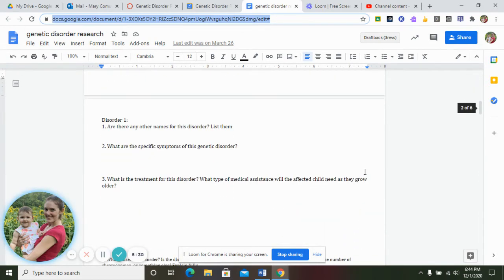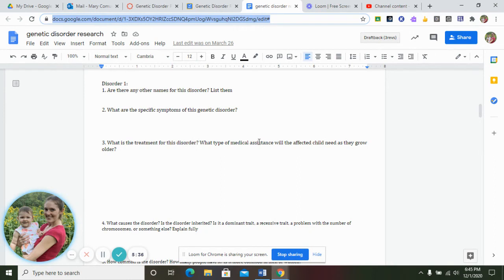And you'll just be answering these couple questions here. Are there any other names for the disorder? List them. What are the specific symptoms? So what happens with it? What is the treatment for the disorder? Even if they can't be cured, there's normally always some type of treatment that they can do. And what type of medical assistance will the affected child need as they grow older?